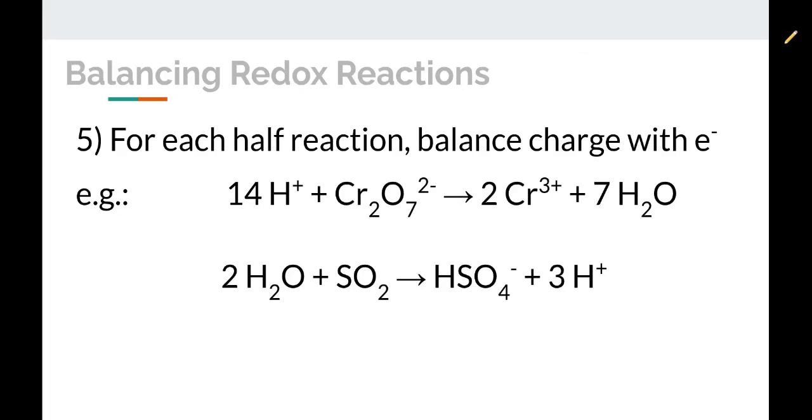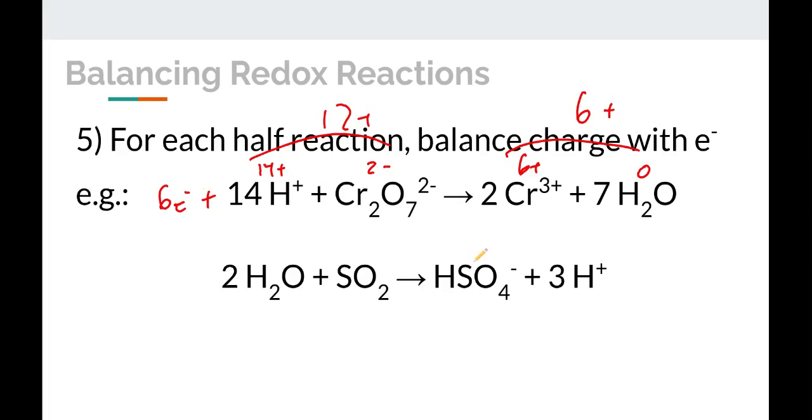The last step is, now that we have all the atoms balanced, we have to balance charge. We're going to do that by adding electrons where we have to. On the right-hand side, we have no charge. This is 2 3 pluses, so that's 6 plus. On the left-hand side of the top half reaction, we have 2 minus, and we have 14 plus. If we put this together, this is 6 plus on the right and 12 plus on the left. The left needs to be 6 steps more negative, so we're going to add 6 electrons there.